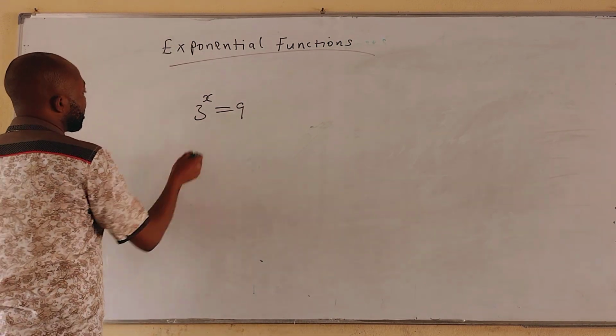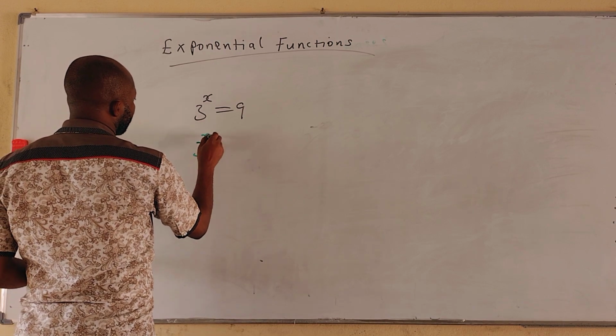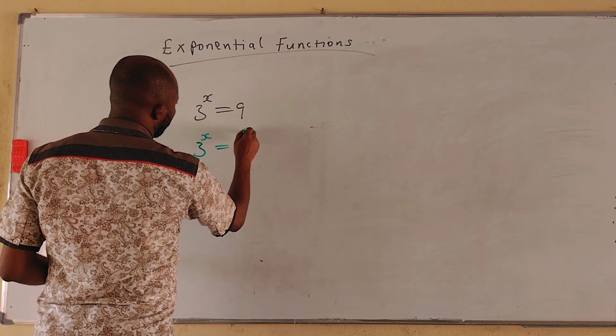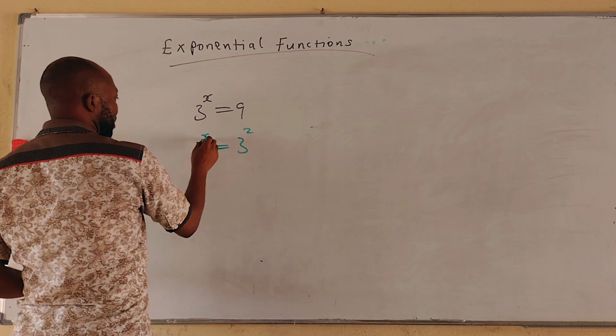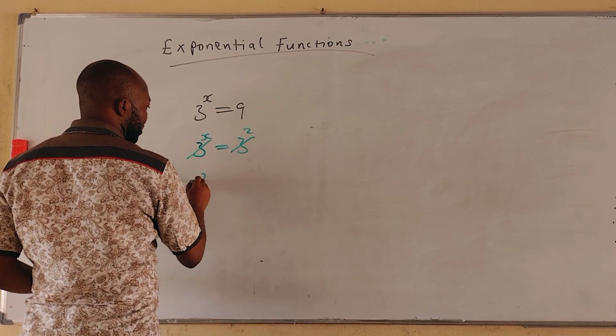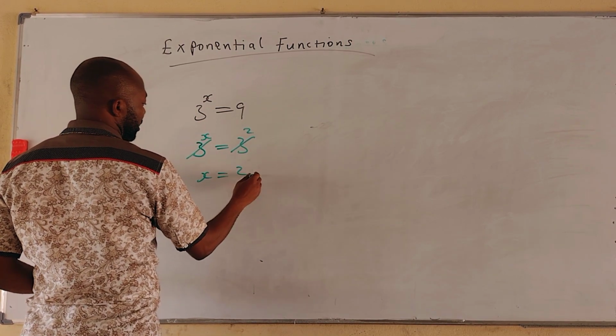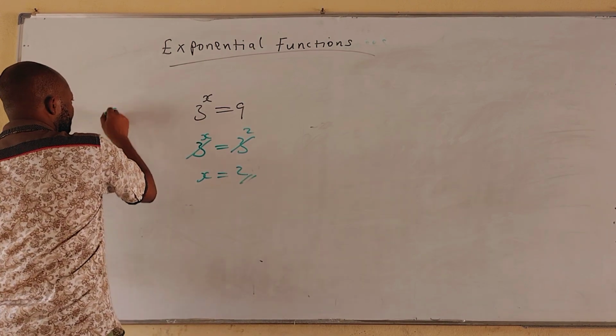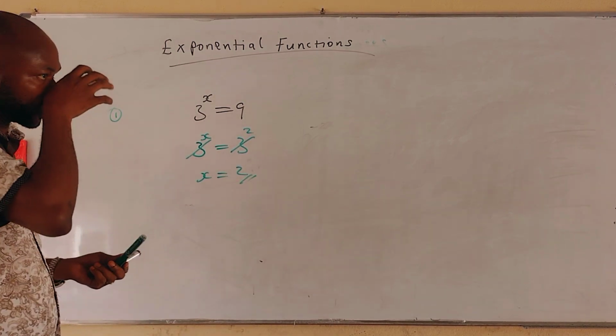So this can easily be said as 3 raised to the power x is equal to 3 raised to the power 2, because this will give us 9. This will cancel this because they are the same. x is equal to 2 in this case. So that is what we talk about as exponential function.